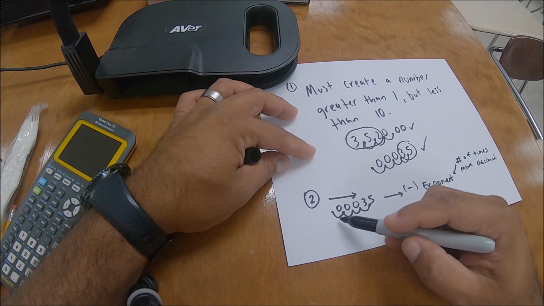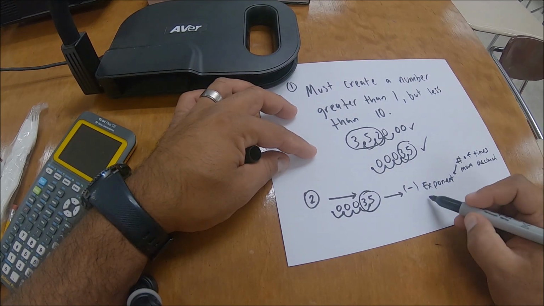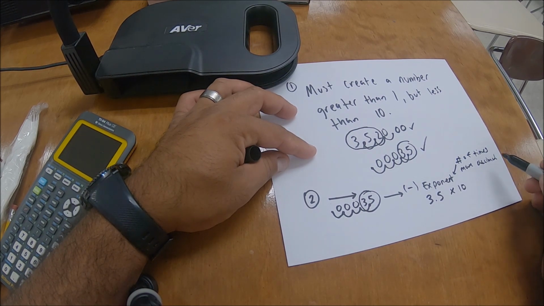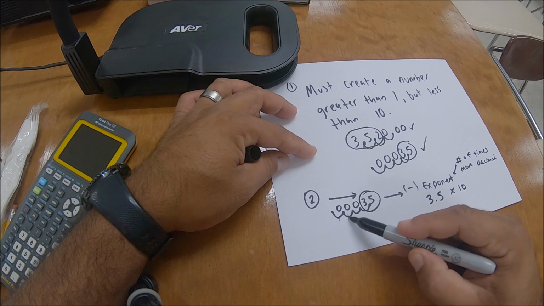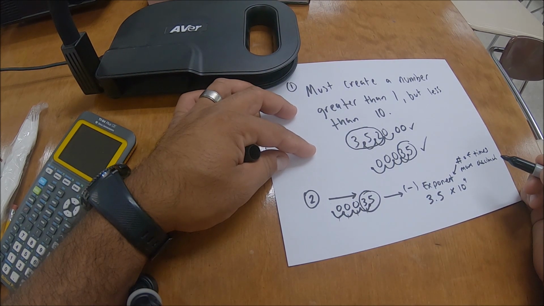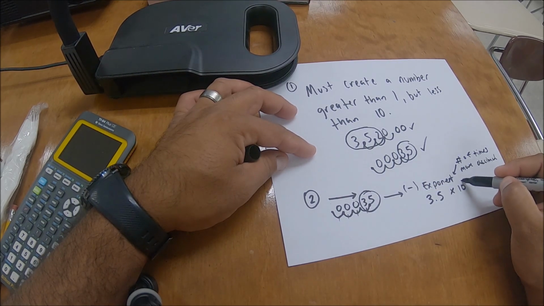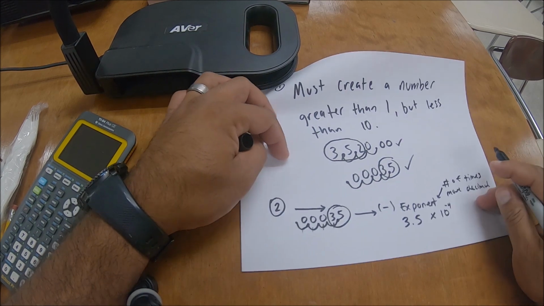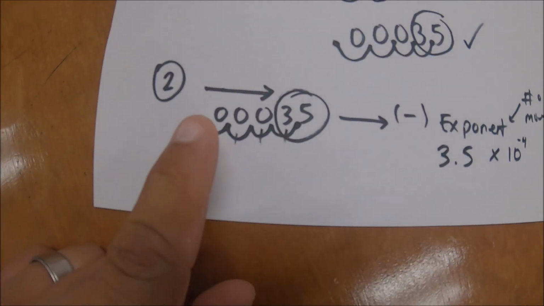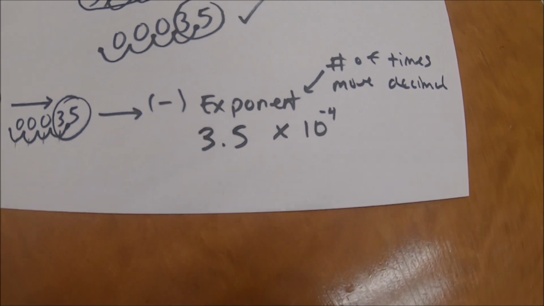All right, so I have the number 0.00035. I created the number 3.5. We have to make sure we write times 10, okay? And I had to move the decimal 1, 2, 3, 4. I had to move it 4 times, so my exponent is going to be a 4. But because I moved my decimal to the right, I have to make sure that my exponent is a negative 4, okay? So, something to keep in mind. You move your decimal to the right, your exponent has to be negative, okay?